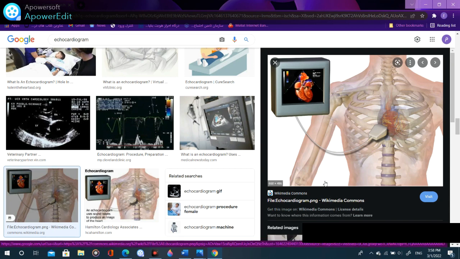In echocardiography, ultrasound waves hit the wall of the heart and become visible in the device.